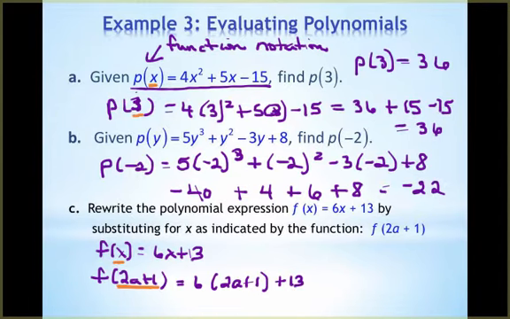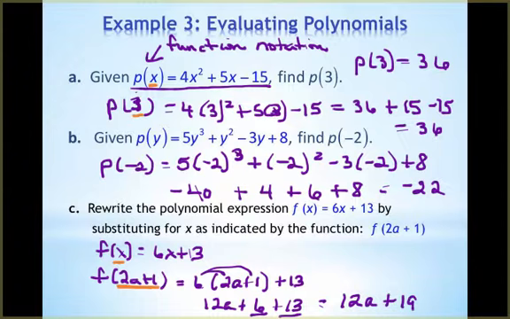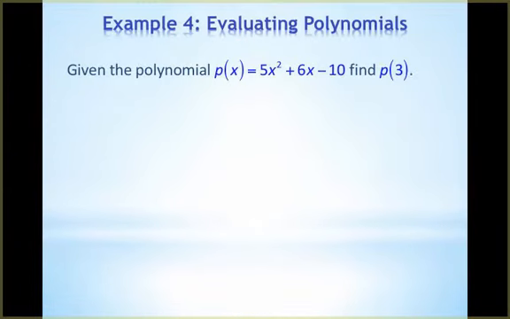And then we'll simplify. Now I can use distributive property. 6 times 2a would be 12a. 6 times 1 would be 6 plus 13. But then combining like terms, we get 12a, and then 6 and 13 would go together and give me plus 19. In our last example, we want to take the polynomial p of x and find p of 3.